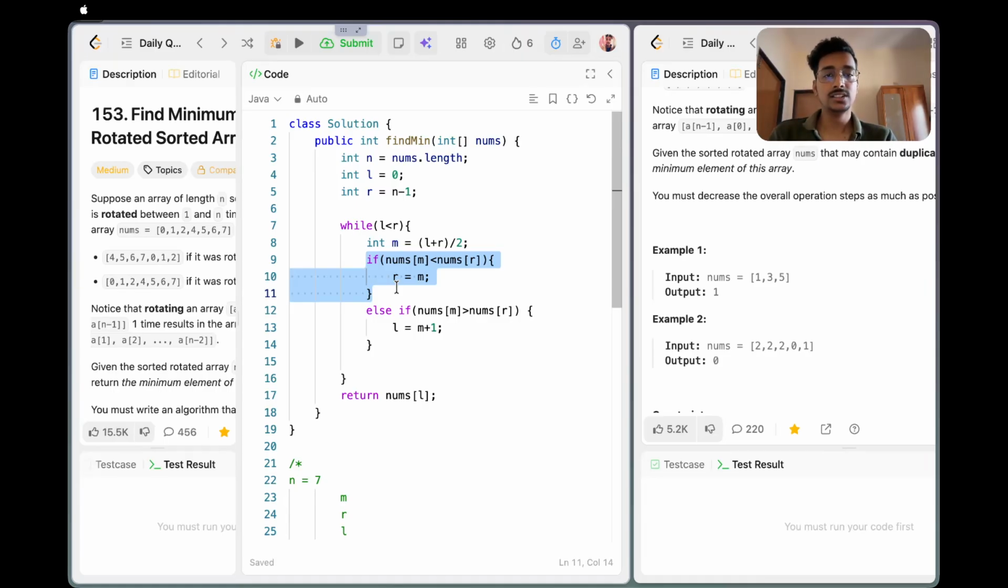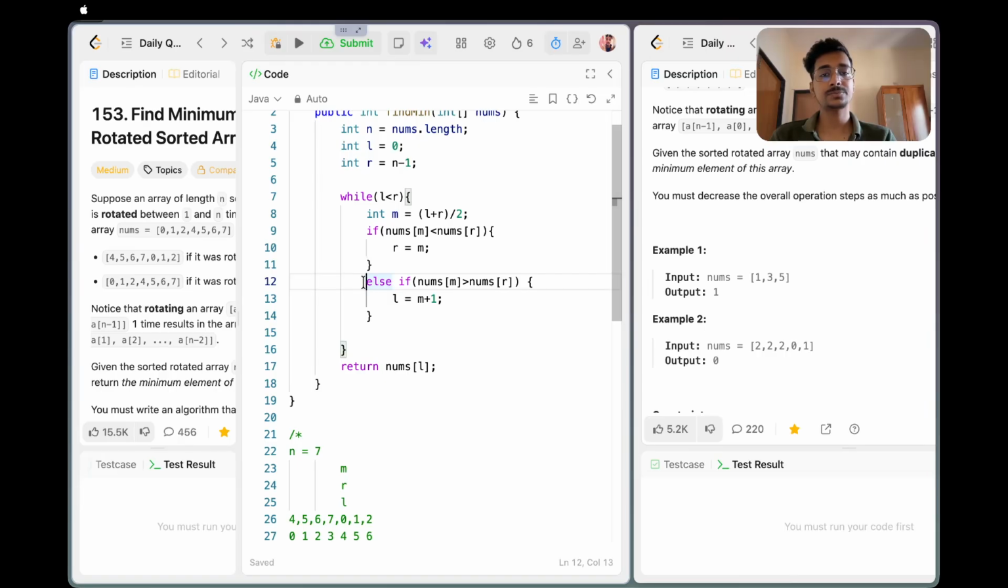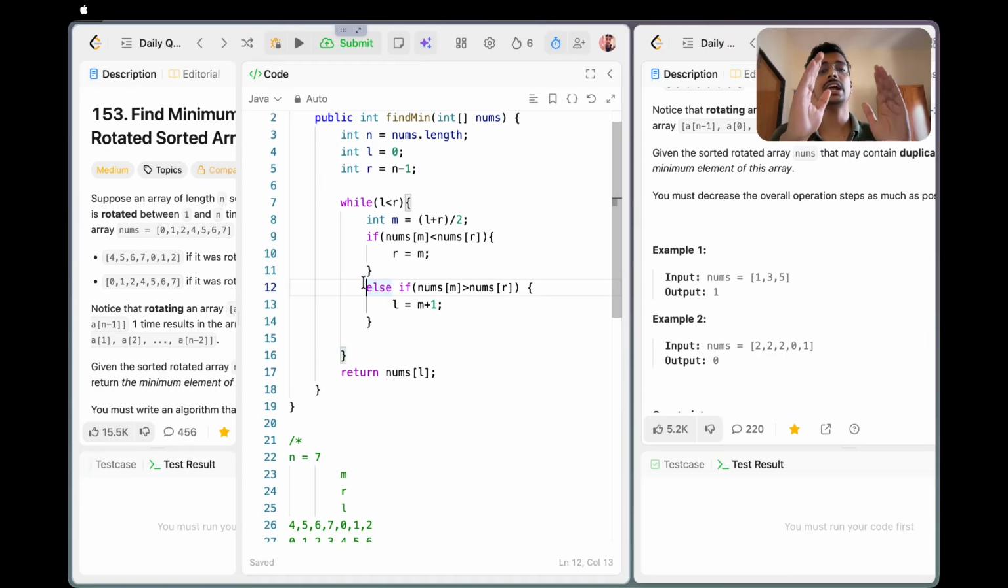One more thing: why am I not doing m minus 1? Because m could be the answer. M could be the starting point from where the ascending order starts. So m could be the answer, and that's why I'm not updating right with m minus 1.